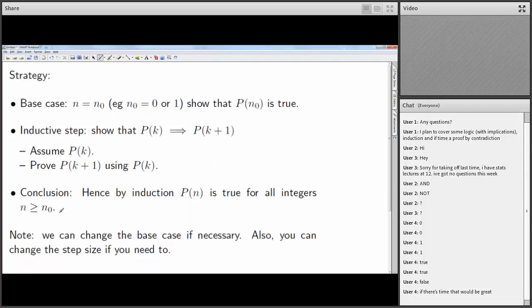Then you can write the conclusion. I'll explain it a bit more now, just how it works. But then you'd write the conclusion and say, well, hence by the induction, the result's true for all counting numbers greater or equal to the starting case. So greater or equal to 0 is what we'll say in this case.